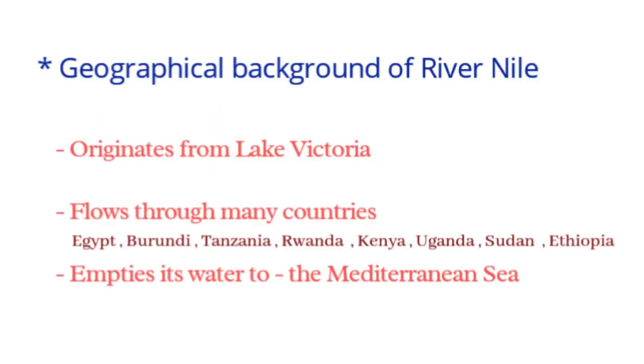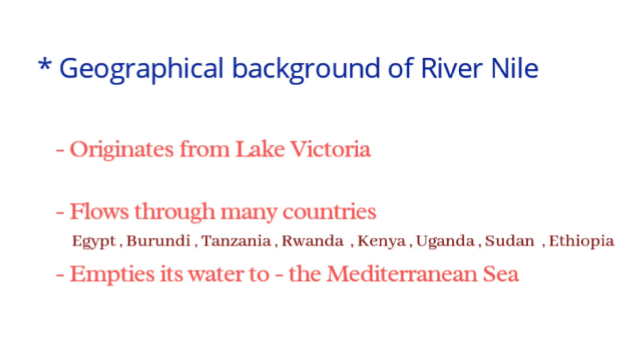So before I move on to elaborate on the two images, I think it would be beneficial if I give some facts about the geographical background or setting of the Nile. As you all know, it is the longest river in the world and it originates from Lake Victoria and flows through many countries, making them fertile. You know that Africa is a continent where you can see vast and sandy deserts, and this river can be considered the life-giving source for the people who live in the continent. And finally, it empties its water into the Mediterranean Sea.